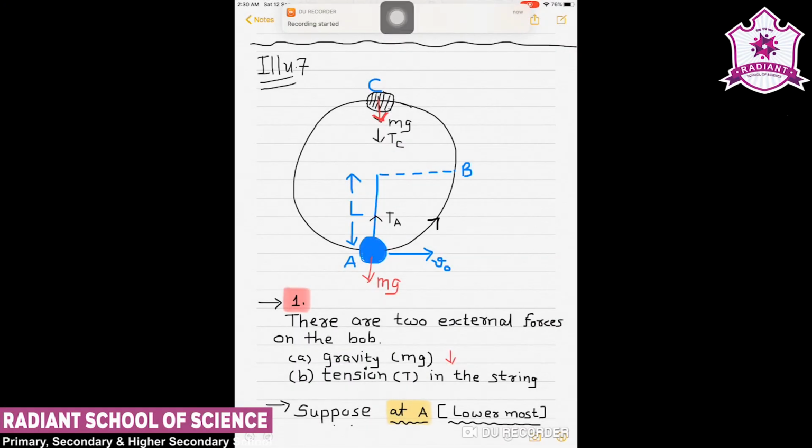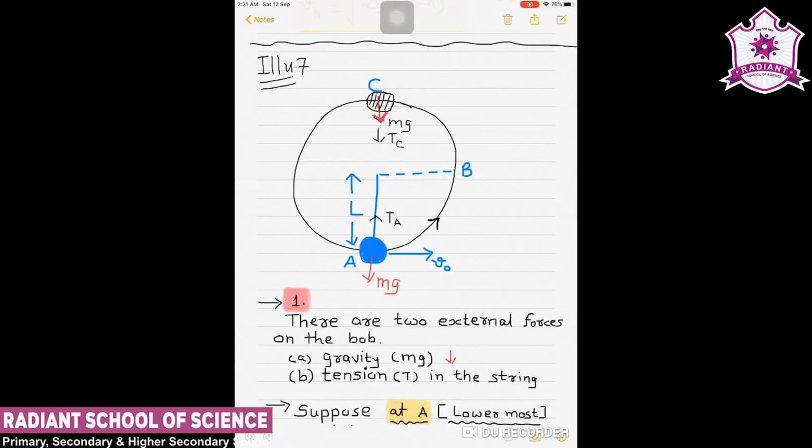Hello dear friends, now we will see illustration number 6.7 of chapter number 6 and what information is given in the example. First, as we have studied in the previous session, potential energy and kinetic energy are part of mechanical energy, and if the force is conservative, then the whole energy is also conserved. On the basis of that, we will learn a new example, example number 6.7.